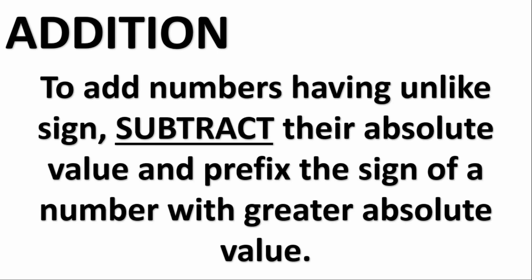Okay, second rule. Second rule, to add numbers having unlike sign, subtract their absolute values and prefix the sign of the number with greater absolute value. So in this case, sa addition of integers, meron tayong unlike sign. Kapag sinabi nating unlike sign, either one of them is positive and the other is negative. So example, let's say we have negative 7 and positive 5. So negative 7 plus 5.